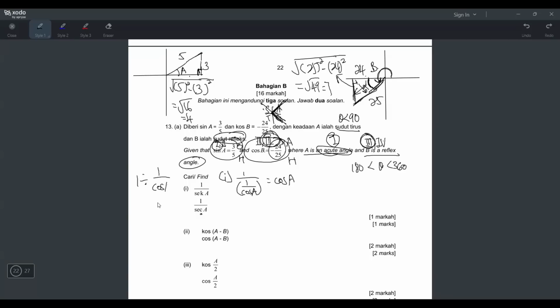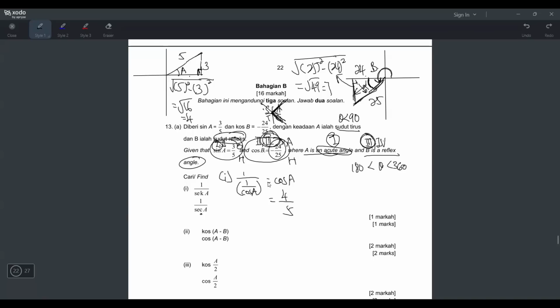So can you tell me when you find cos A, you will refer to which diagram? The first one or the second one? Of course, the first one, because this one is about A, right? So let's go to the first one and find cos A. Cos formula is adjacent over hypotenuse. So what's the adjacent? The adjacent is 4. And what's the hypotenuse? 5.